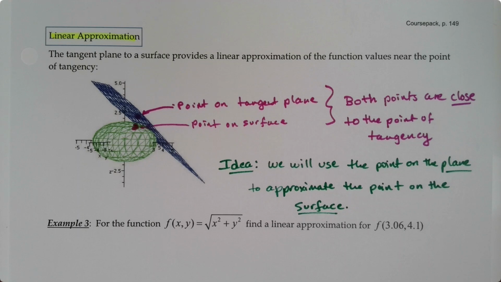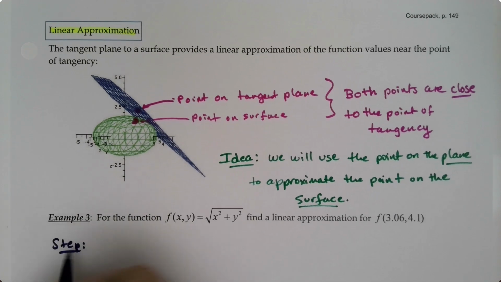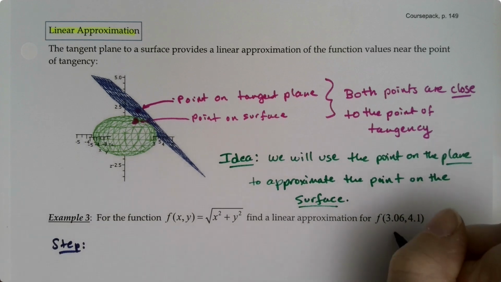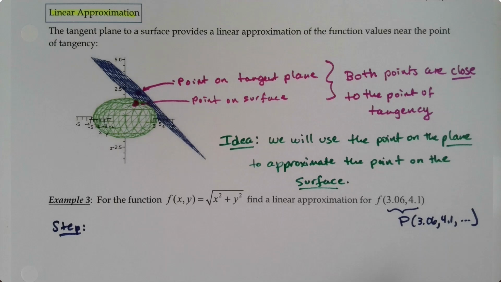All right, let's do an example. We have a function f of x y equals the square root of x squared plus y squared. And we want to use a linear approximation for f of 3.06 and 4.1. Okay, so let's start off. First thing we need to do is choose a point of tangency that's close to this point. So this is point P. Point P is 3.06 comma 4.1 comma something that we don't know. That's what we're trying to figure out.